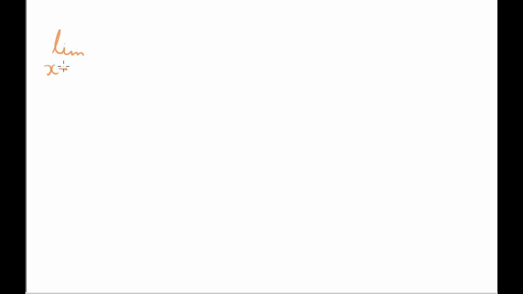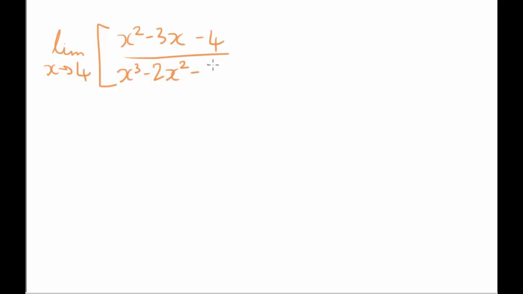Just doing another tutorial on limits. This is the second example. It's a tiny bit more difficult than the first example I did, and I'll put a link to the first example. So this is just an example of x squared minus 3x minus 4 over x cubed minus 2x squared minus 5x minus 12.